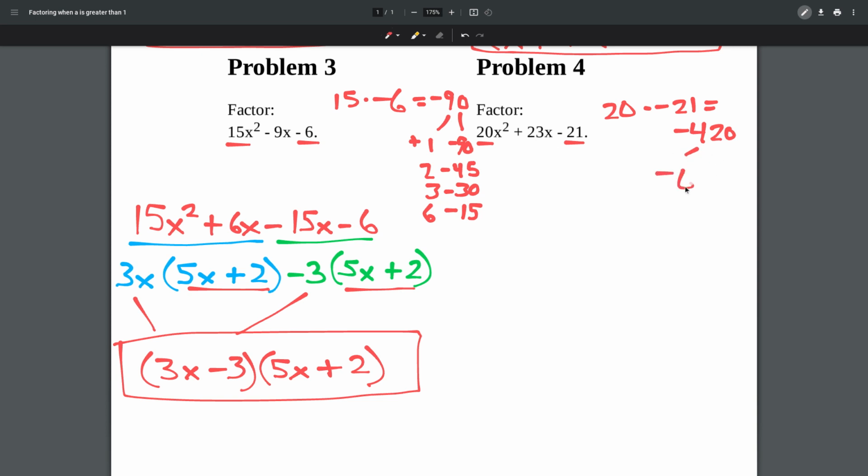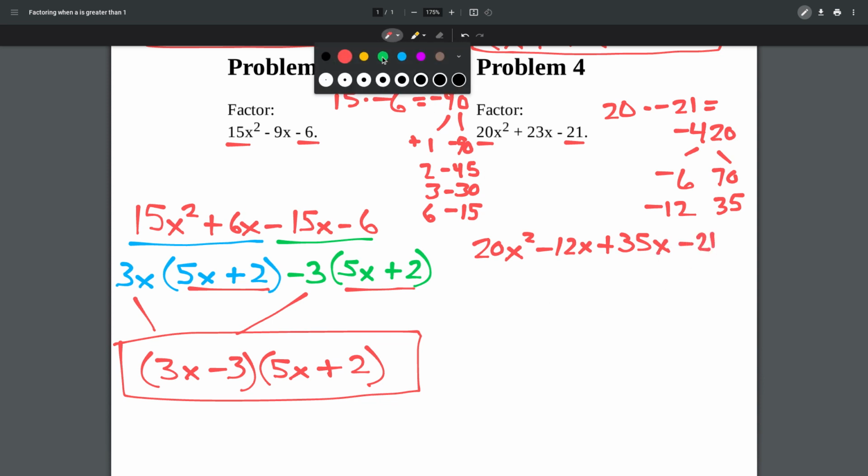Let's do negative 6 times 70. That's still a bit off. Obviously, that's going to be 64. Let's try negative 12 times 35. And if I do that, negative 12 plus 35 actually adds to positive 23. So I'm going to rewrite this quadratic as 20x squared minus 12x plus 35x minus 21.